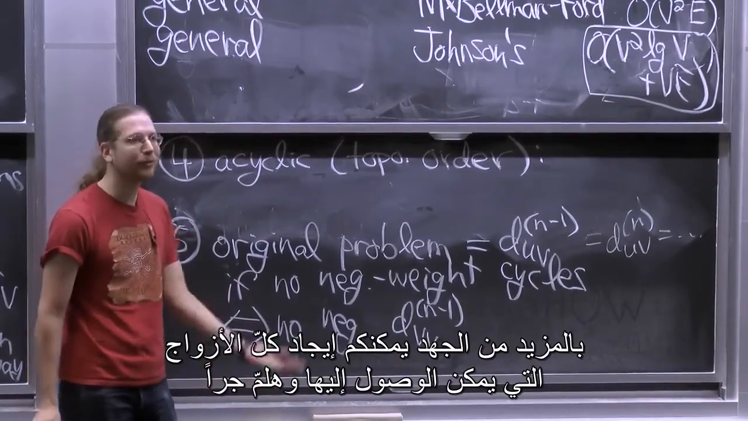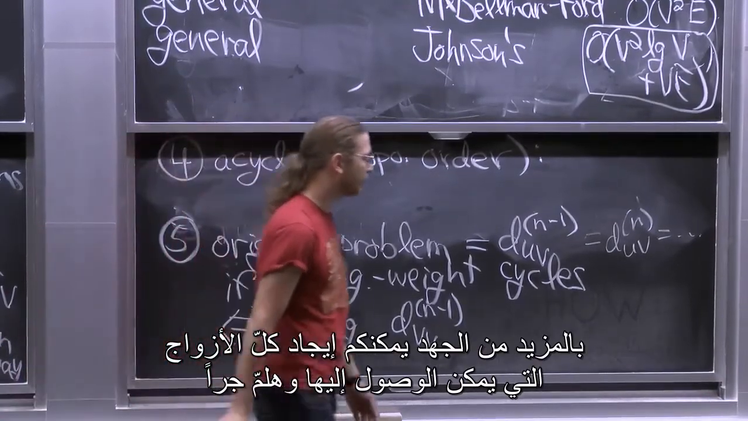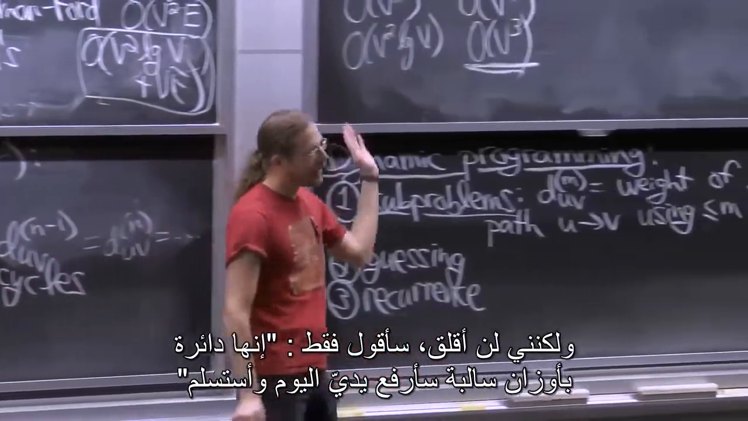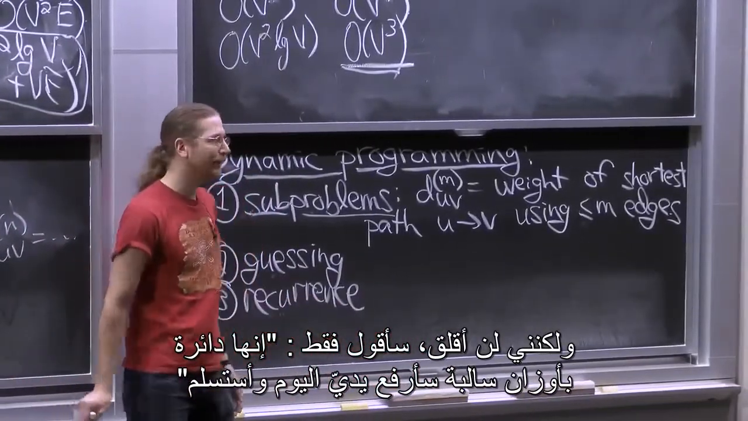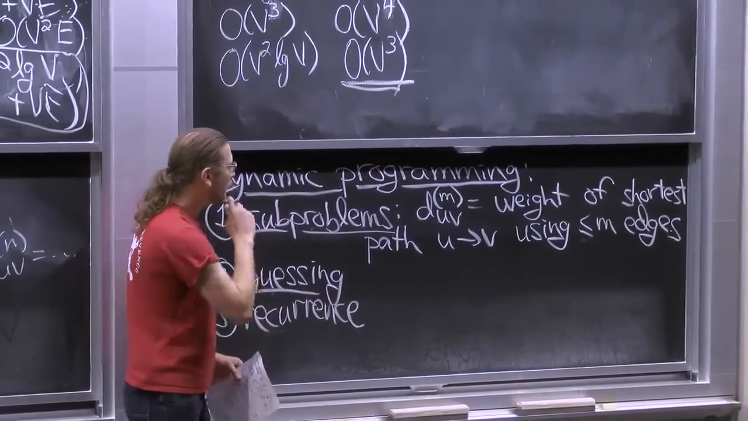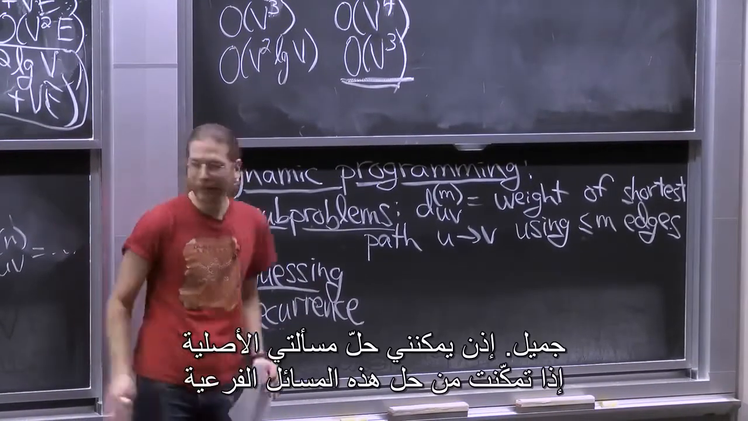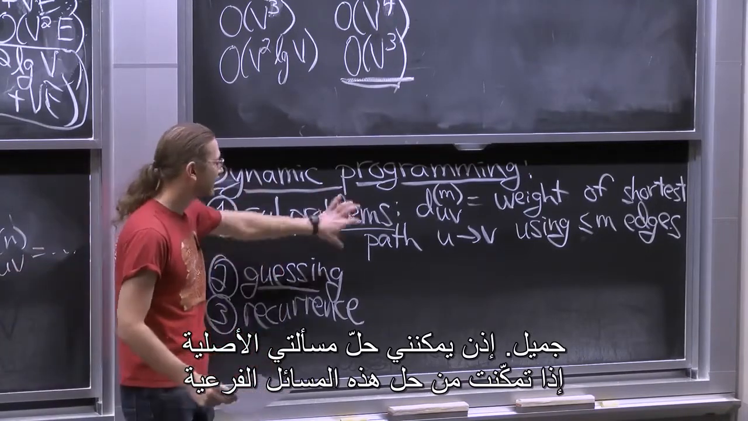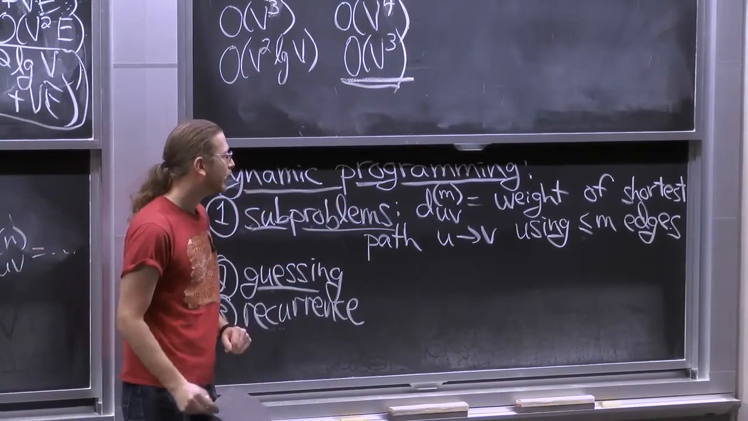With more work, you could actually find all the reachable pairs and so on. But I'm not going to worry. I'm just going to say, hey, negative weight cycle. I'm going to throw my hands up in the air and give up for today. OK, cool. So I can solve my original problem if I could solve these subproblems.